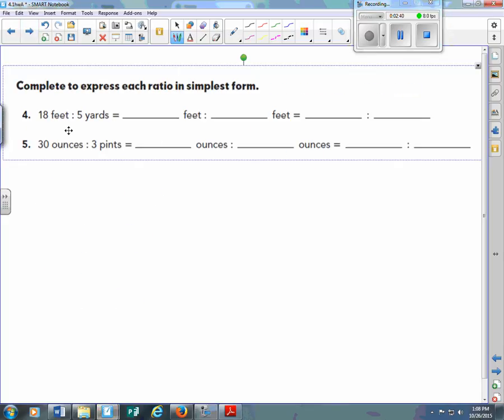Next, we have 18 feet and 5 yards. It's asking us to express each ratio in simplest form. So if we look at this, we have 18 feet. 18 feet equals 18 feet. And then we have 5 yards equals how many feet? So you would multiply 5 by 3, and we get 15. Now to put that in simplest form, we would divide both by 3, and you get a 6 to 5 ratio.